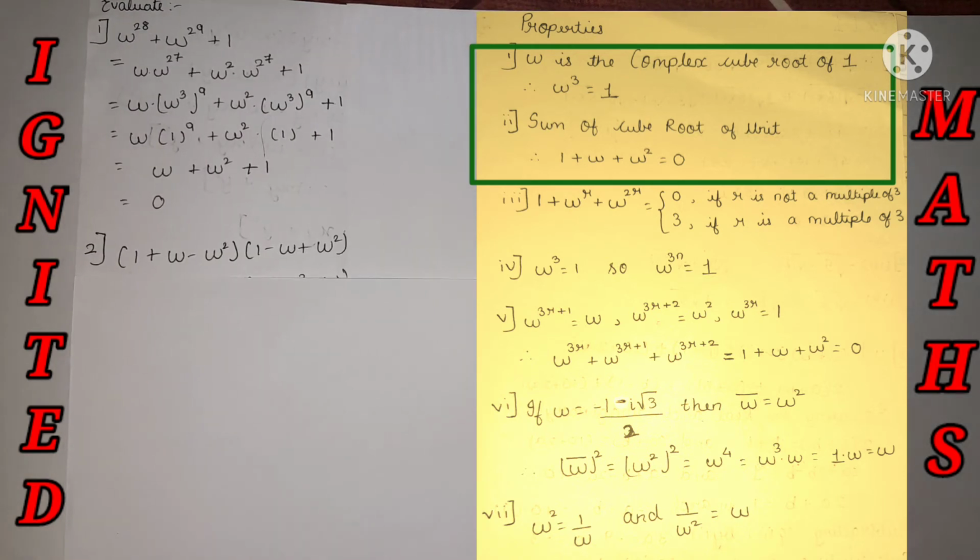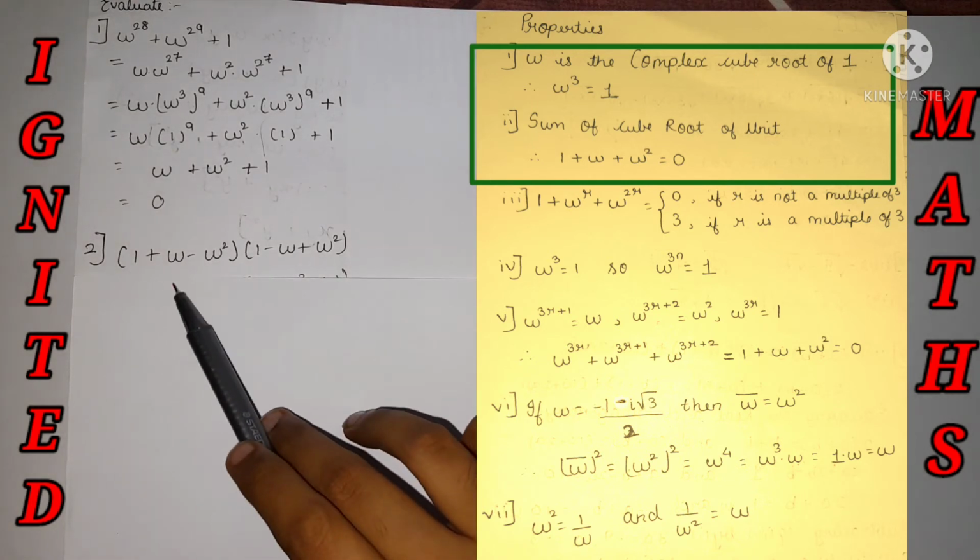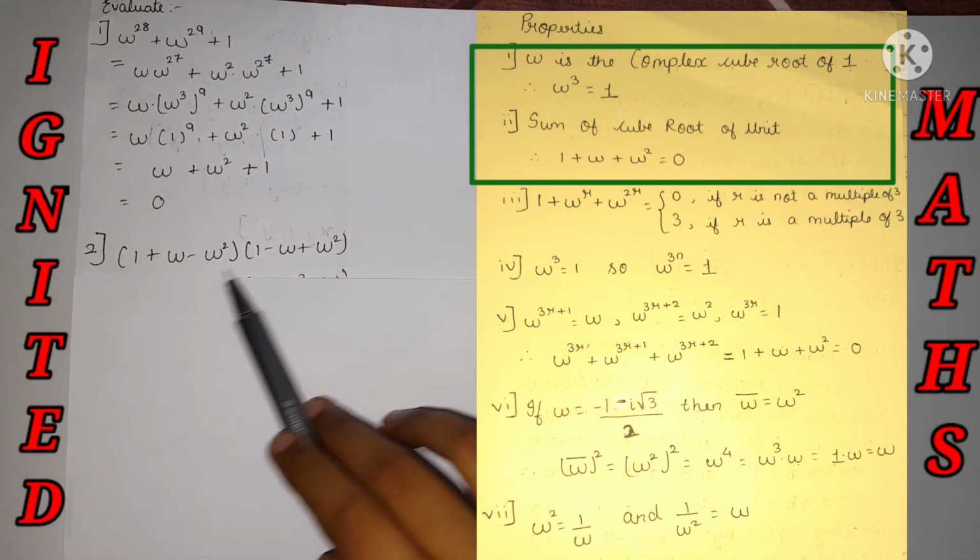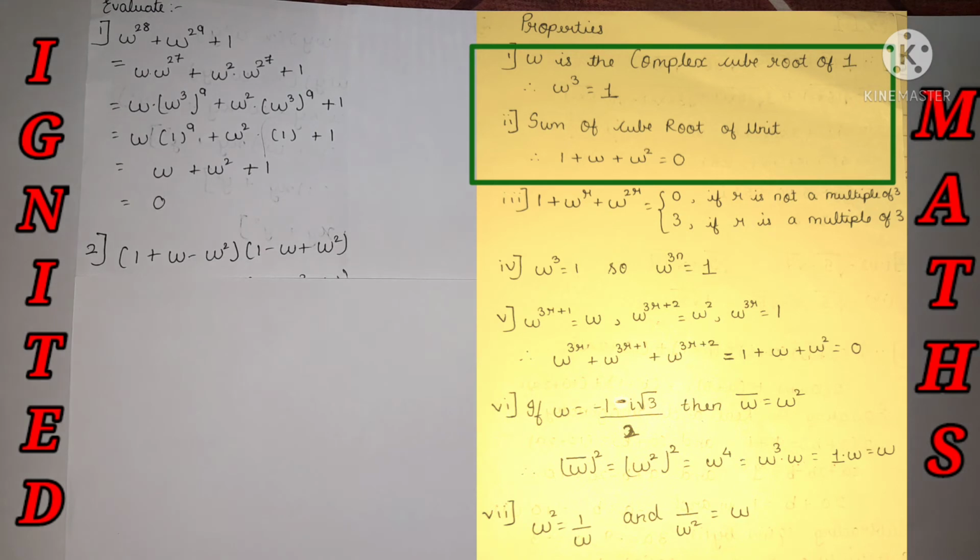The second main question, I took as 1 plus omega minus omega square in the bracket, and 1 minus omega plus omega square. After seeing the question, only one property comes to my mind. It's my second pillar, that is nothing but the sum of cube roots of unity, that is 1 plus omega plus omega square is equal to 0. It's shown on the right hand side. Just see it. Now it's completely related with the question.